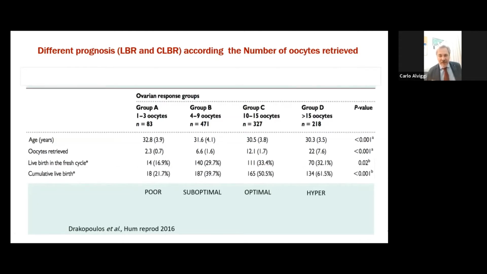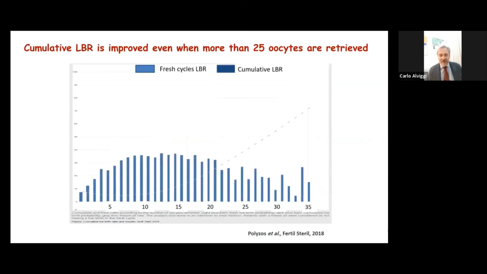Cumulative live birth rate means that we are including not only fresh cycles, but also pregnancy deriving from frozen embryo transfer. You will see, this is the last line, cumulative live birth rate, that even above 15 eggs, the result will continue to improve. So in fresh cycle, up to 15 eggs. But if you consider cumulative live birth rate, if I can have the next slide, I will show you something very intriguing that has been recently published by the group of Nikos Polyzos in Barcelona.